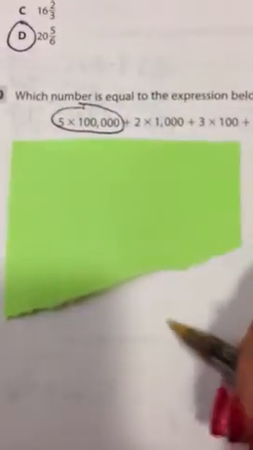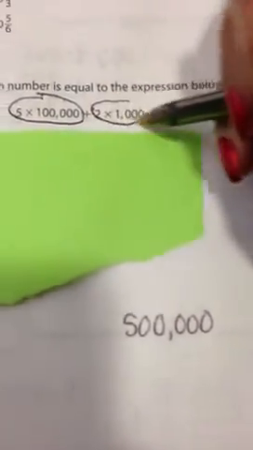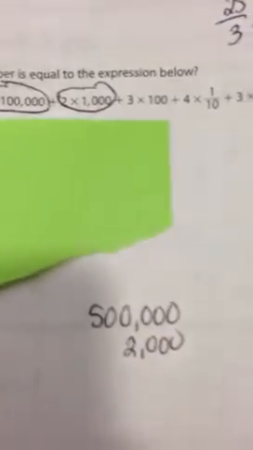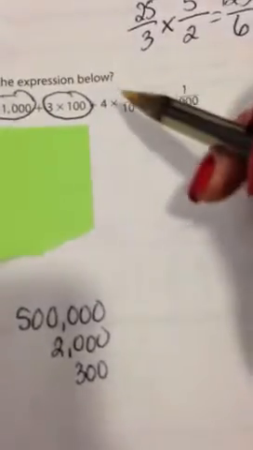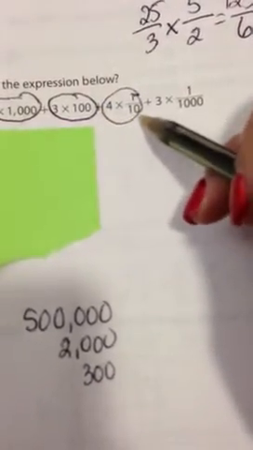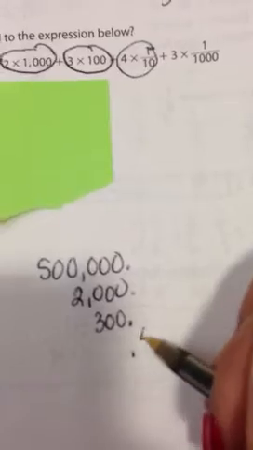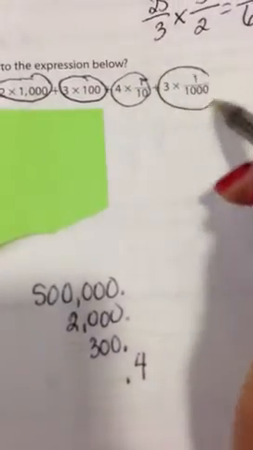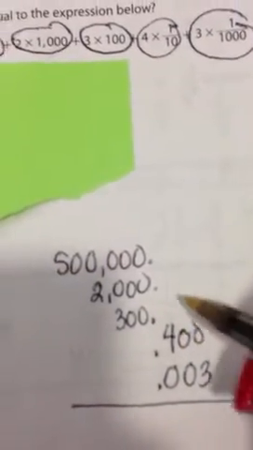And finding which number is equal to the expression below. So that means I have to figure all this out. So I'm going to go part by part. We're using our order of operations. So this is 500,000. This is 2,000. This is 300. I can already tell it's going to be a decimal. This is a tenths, 4 tenths. So that means I'm going to have to add a decimal to all these. 4 tenths and 3 thousandths. 0, 0, 3 thousandths.